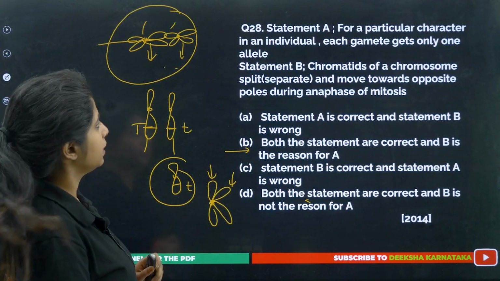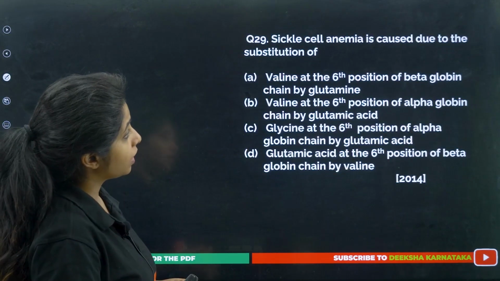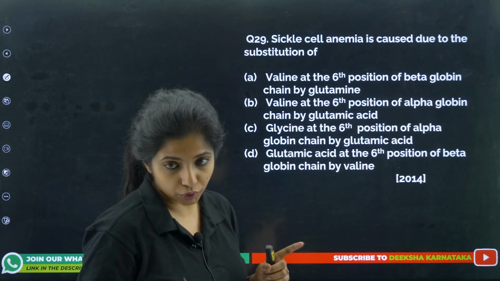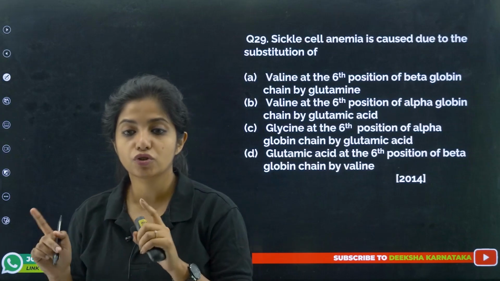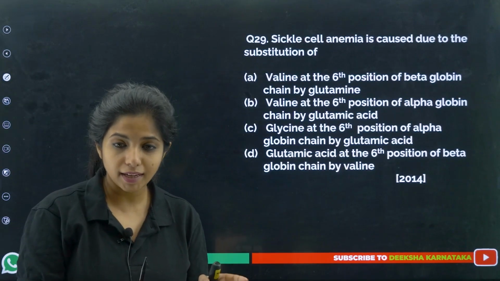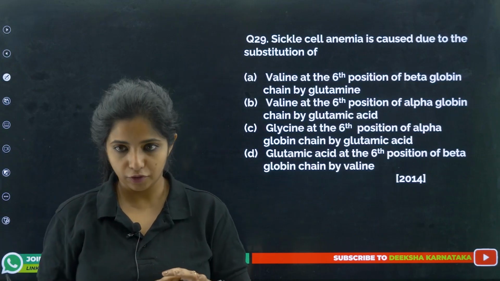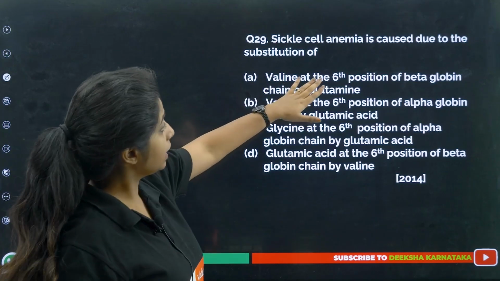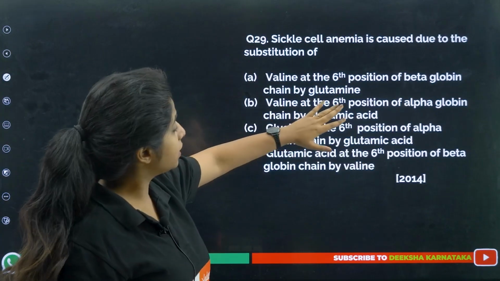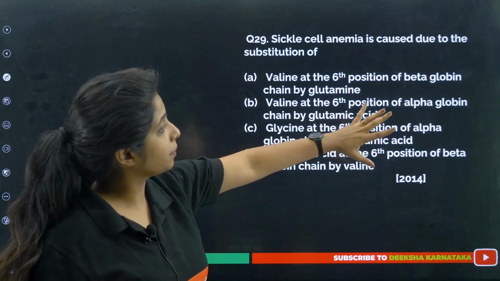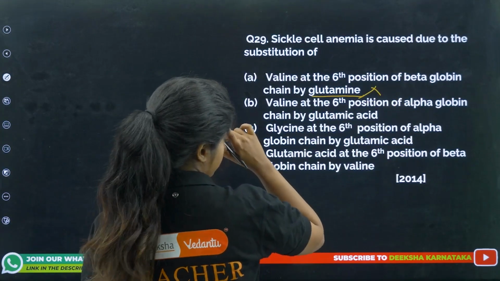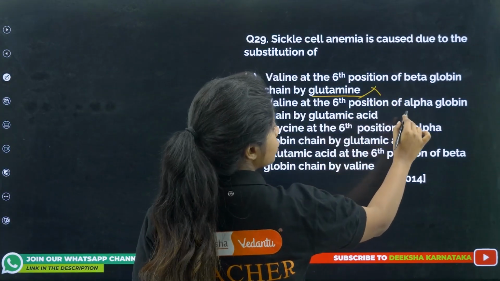Yes. Next, sickle cell anemia is caused due to substitution of what? Sickle cell anemia, I told you, GAG converts to GUG. A is taken by U, and glutamic acid is now not being formed, valine is being formed. So valine at the 6th position of beta globin chain by glutamine, no. Valine at 6th position of alpha globin chain by glutamic acid, no. First thing, glutamine is something different, it's wrong. Valine at 6th position is correct.